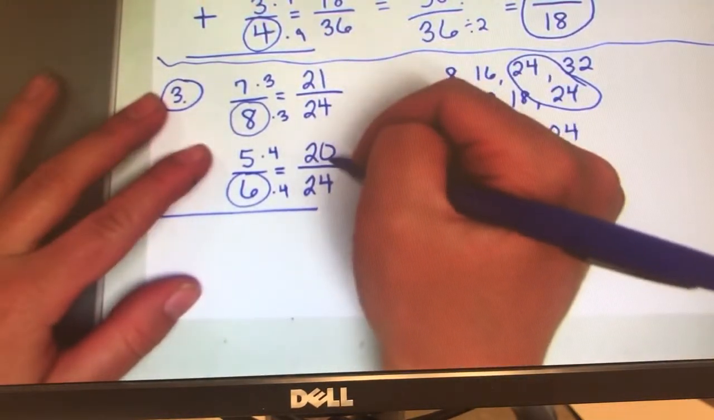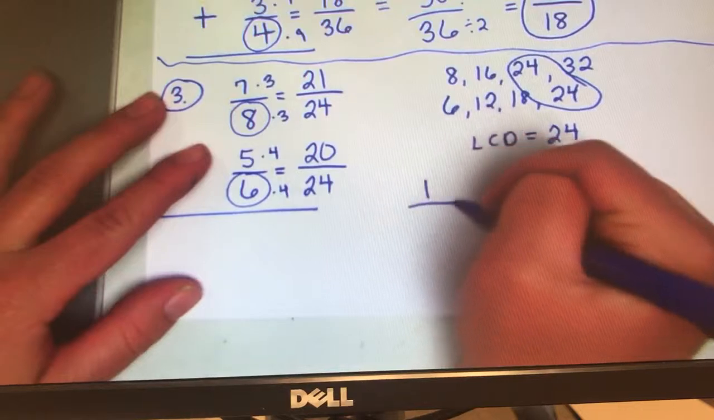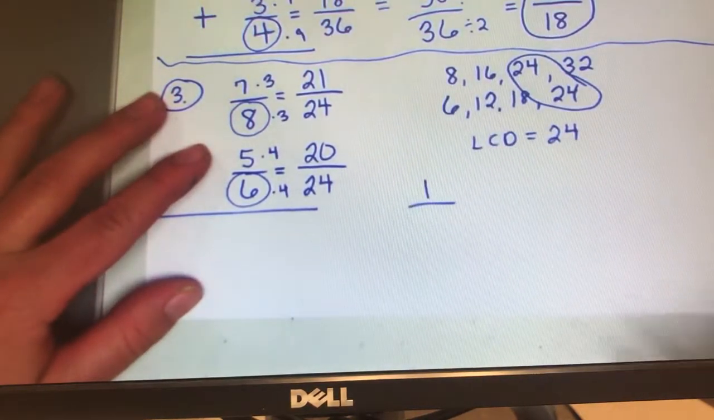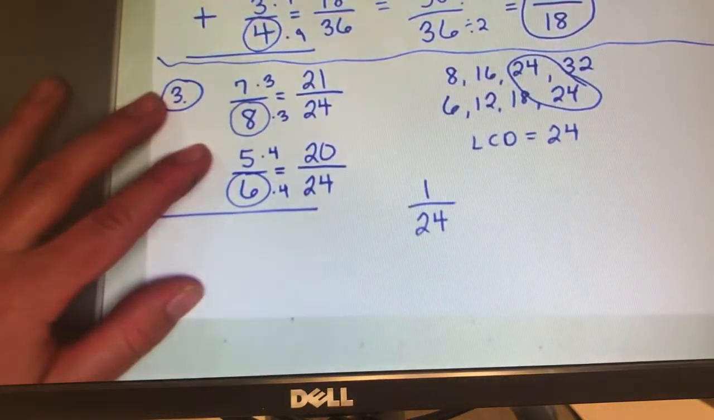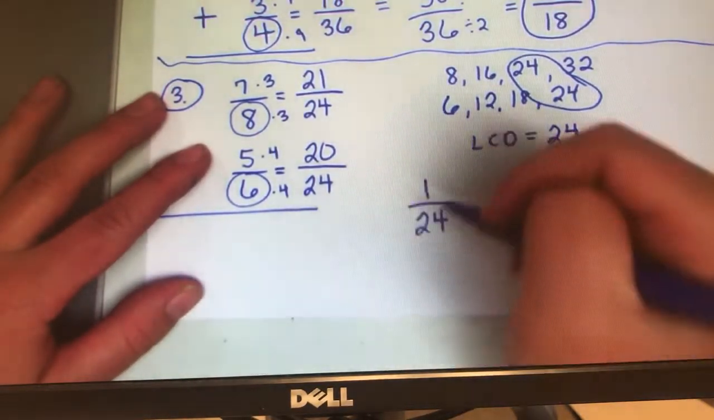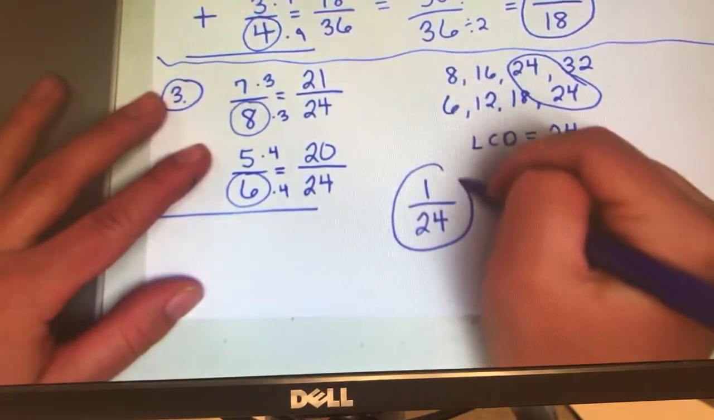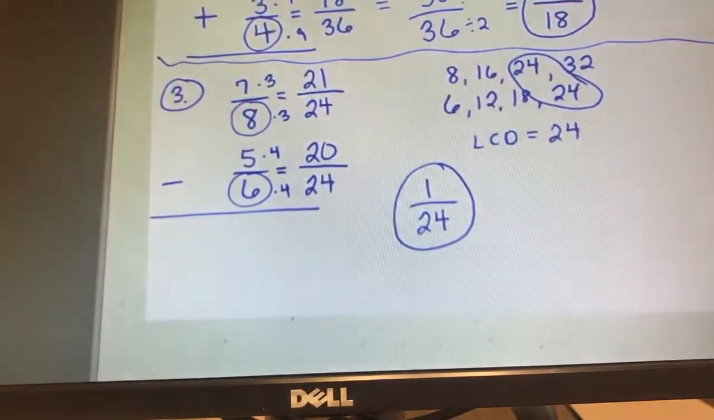21 minus 20 is what? It's 1. What's my denominator going to be? It's going to stay 24. 1/24 is in simplest form. Anytime you have 1 as your numerator, it can't get any simpler than that. You can't get any simpler than 1 of something. Okay? So we got 1/24.